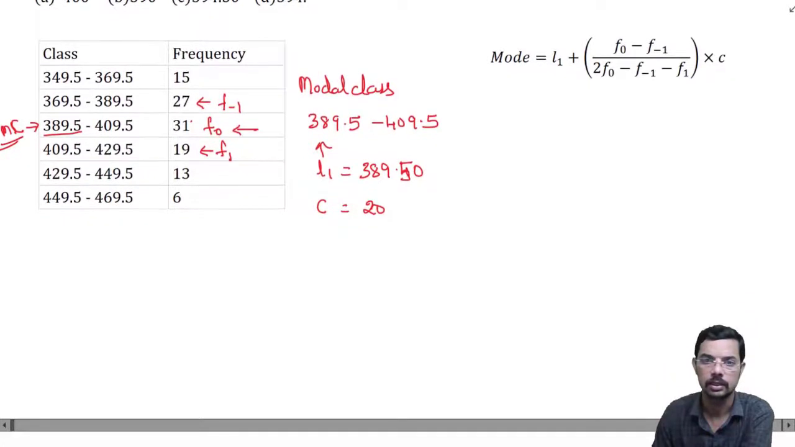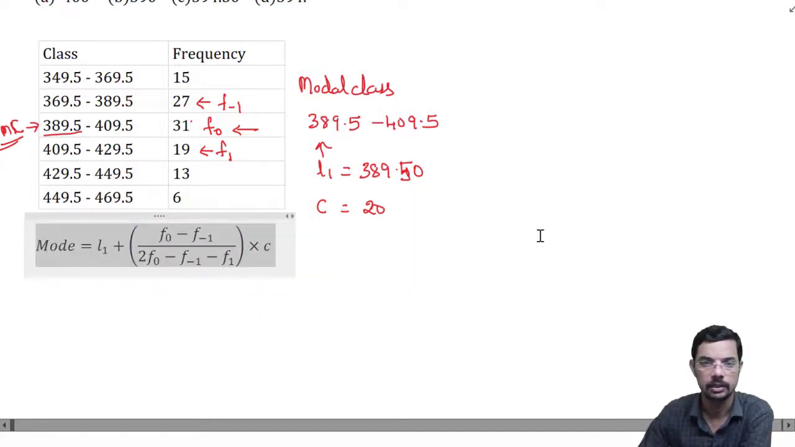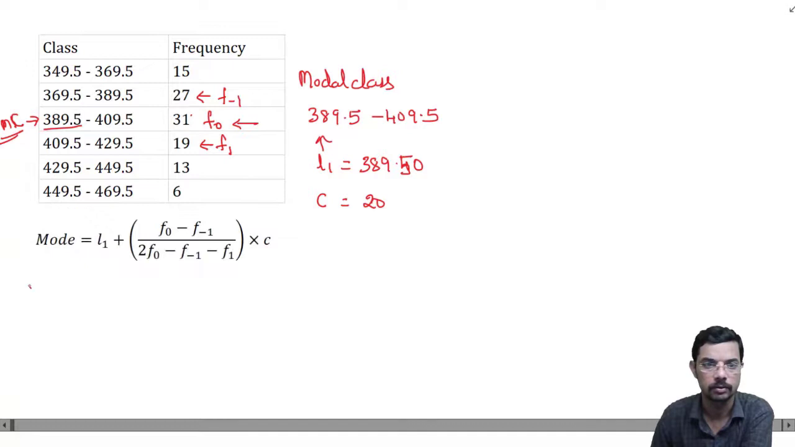Okay, let us use the formula. So let me bring that formula here. Now we shall put the values in for calculation. So what is mode? Mode is equal to L1. L1 is 389.50 plus F naught. What is F naught? F naught is the frequency of the model class, that is 31, minus F of minus 1, which we have already found out is 27.